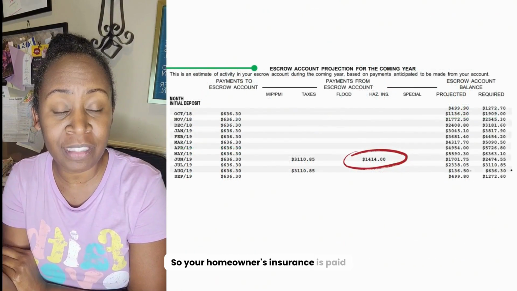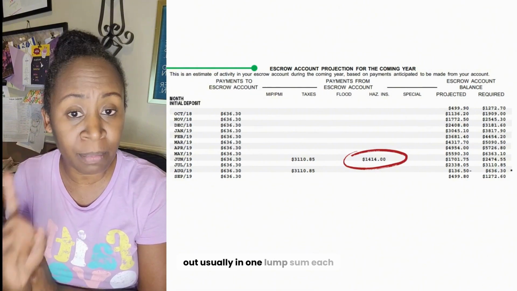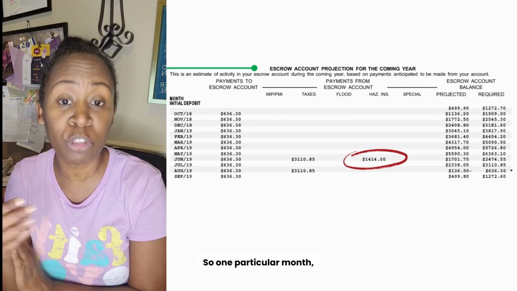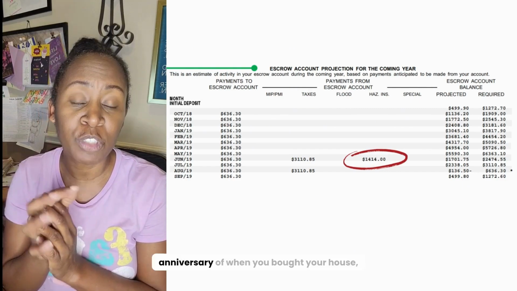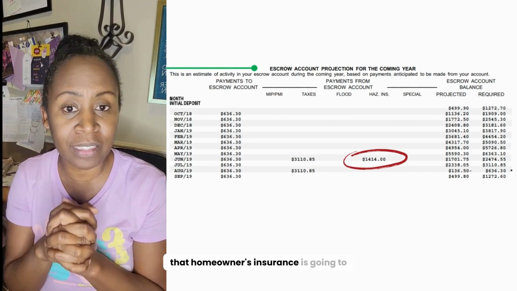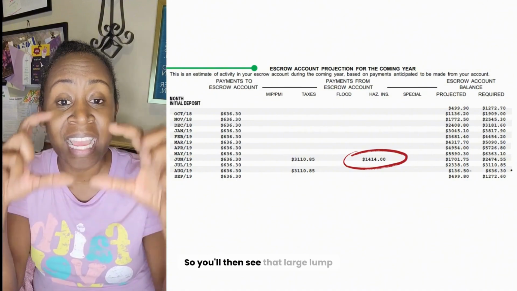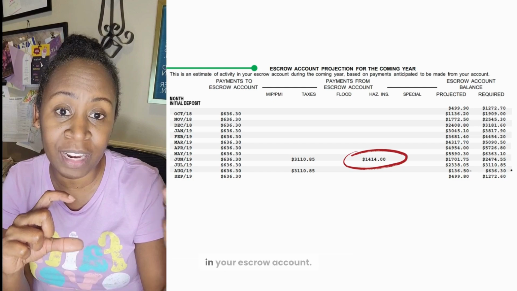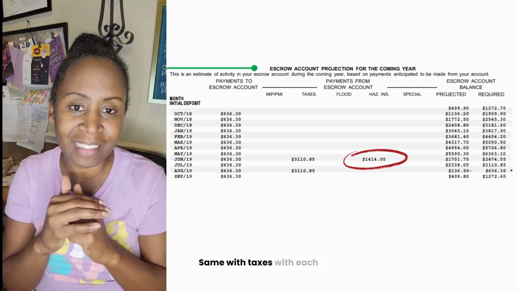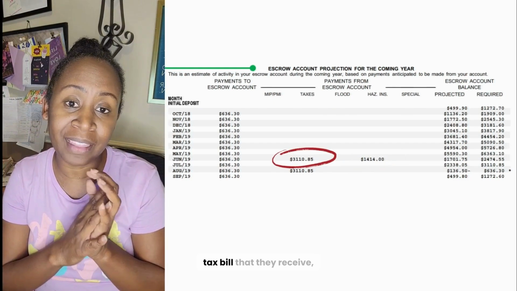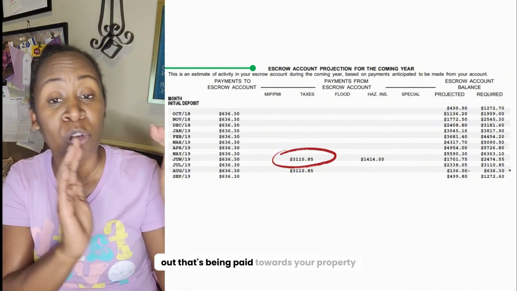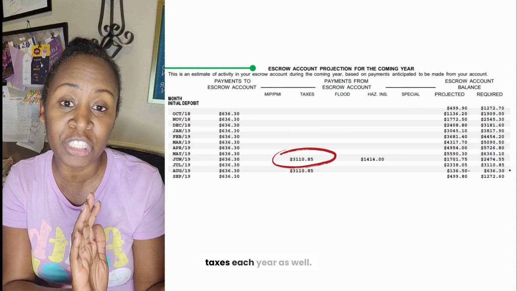Your homeowner's insurance is paid out usually in one lump sum each year. So in one particular month, usually around the anniversary of when you bought your house, that homeowner's insurance is going to be paid once a year. You'll then see that large lump sum coming out from the balance in your escrow account. Same with taxes. With each tax bill that they receive, you'll see a large portion coming out that's being paid towards your property taxes each year as well.